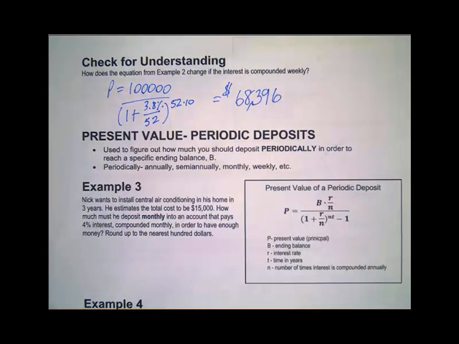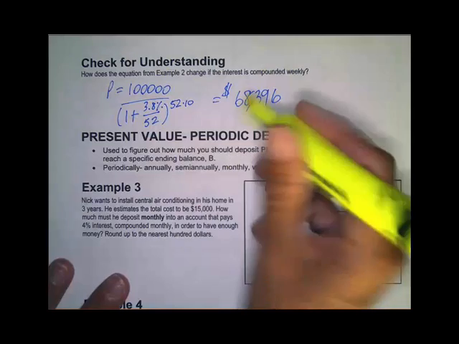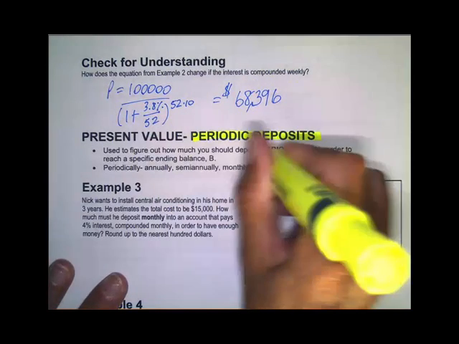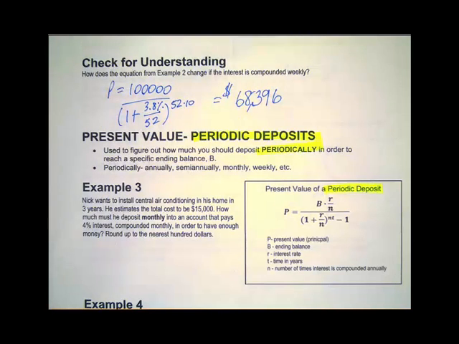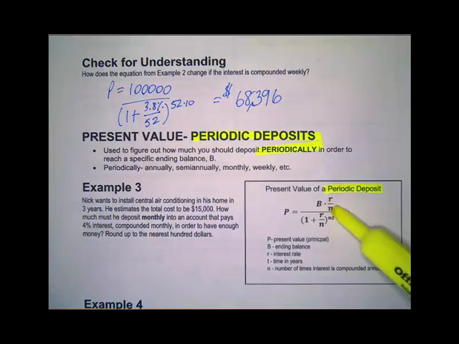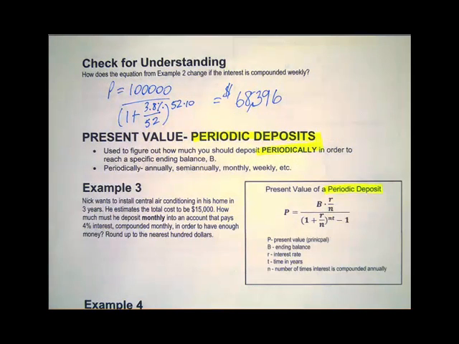Now we're going to look at present value periodic deposits. So we are depositing money periodically. So this is how it looks like it's changed. We have this R over N on top now that we're multiplying by, and a -1 on the bottom. Fun, fun. Example 3. Nick wants to install central air conditioning in his home in 3 years.